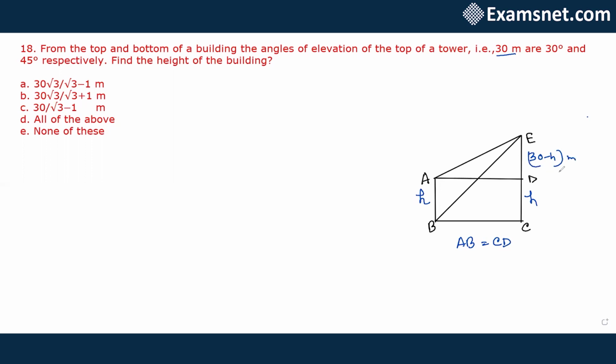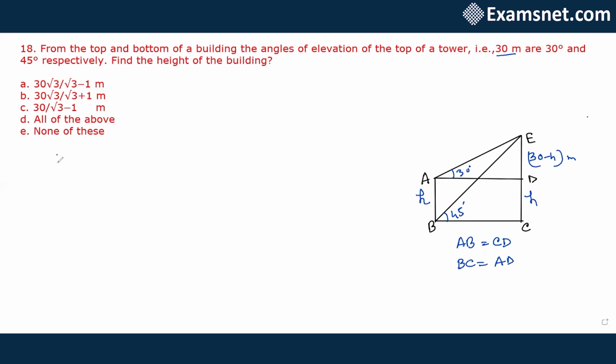Okay. Next, the angle of elevation of the top of the tower from top of the building is 30° and from bottom of the building is 45°. Here we are required to find the height of the building. Also from the diagram we can see BC equals to AD. Okay, so let's start solving this sum step by step.